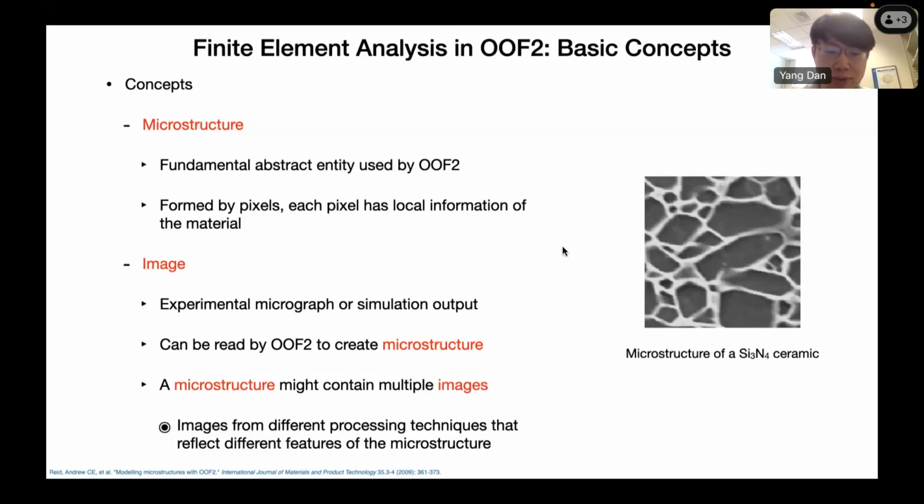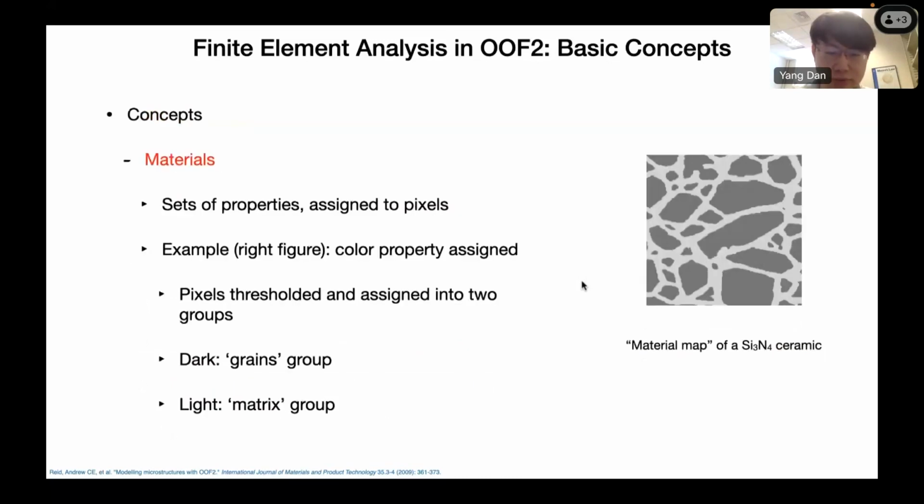So you can use one image or multiple images to create a microstructure because the images from different processing techniques could reflect different features of the microstructure. So that could be helpful if we want to investigate different features in this process. Yeah, so that's what image does here. It can be used to build microstructures.